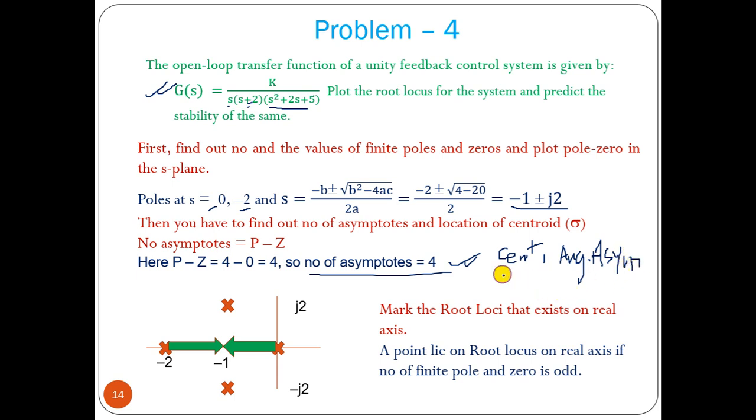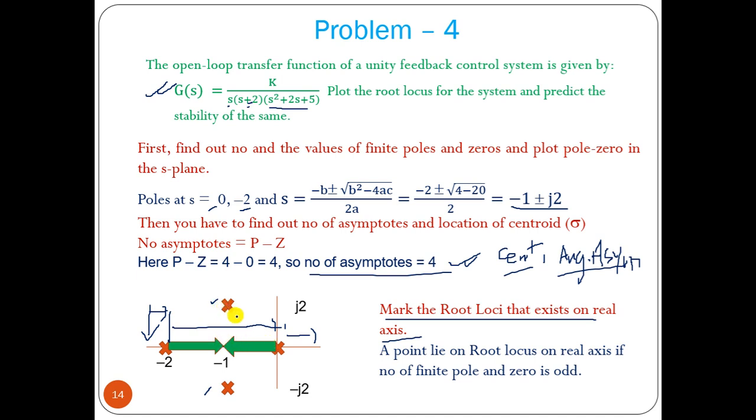Now we can plot the pole locations 0, minus 2, and we have two complex poles. If you look for the real axis segment root locus path, what you can see here is that we don't have any pole to the right of 0, so the root locus path does not exist. Between this area, we have only one pole, so the root locus path exists on the real axis, and after that, two poles are there, so there is no root locus path. So this is the real axis segment.